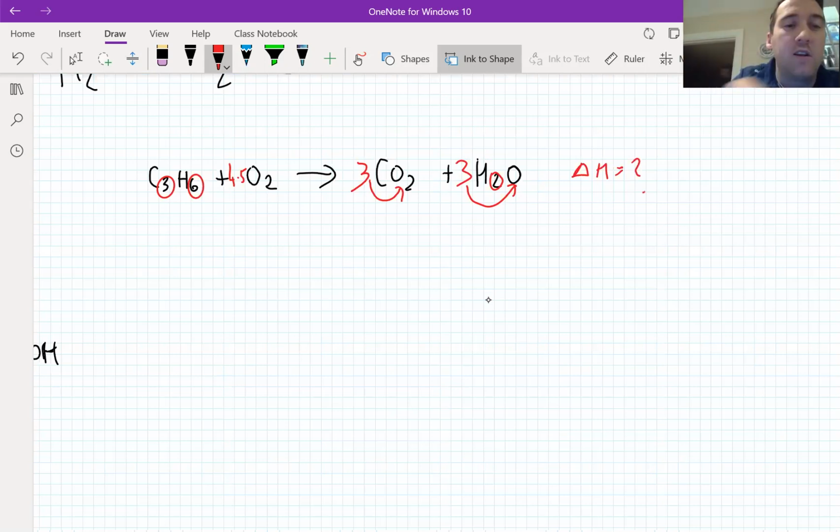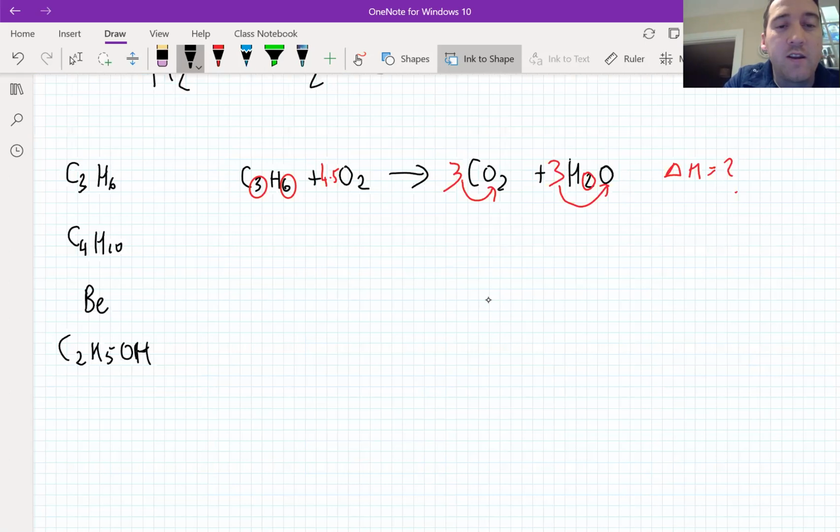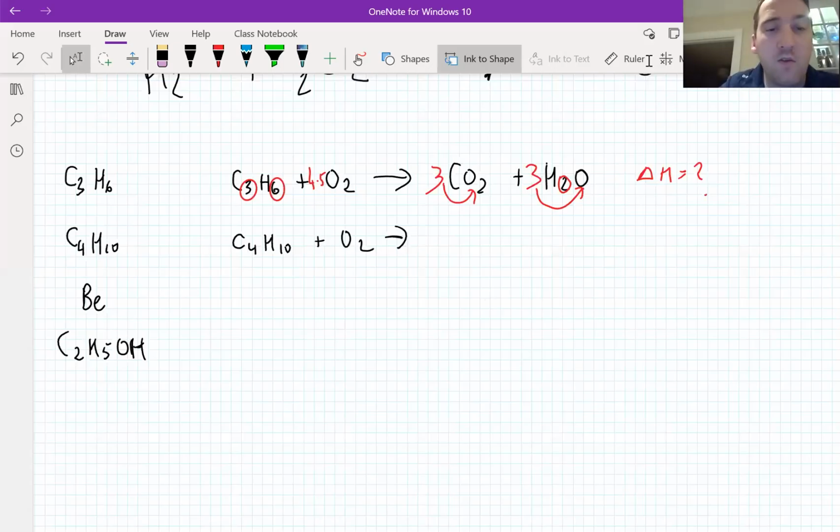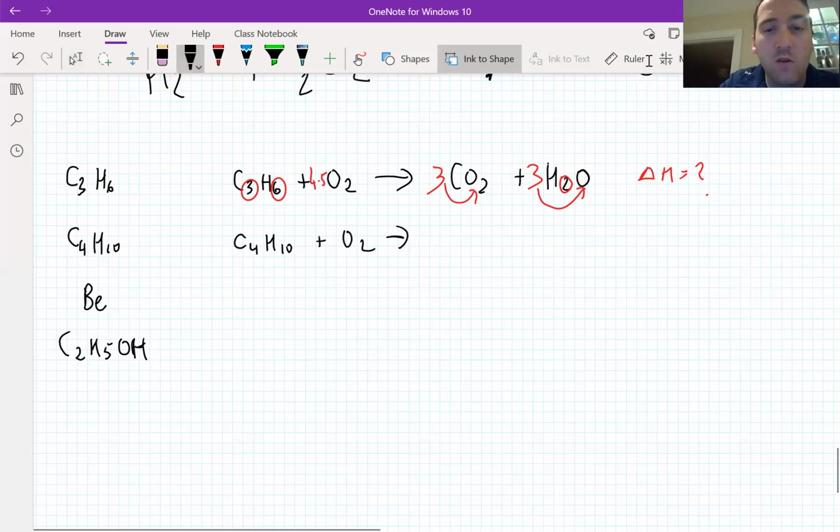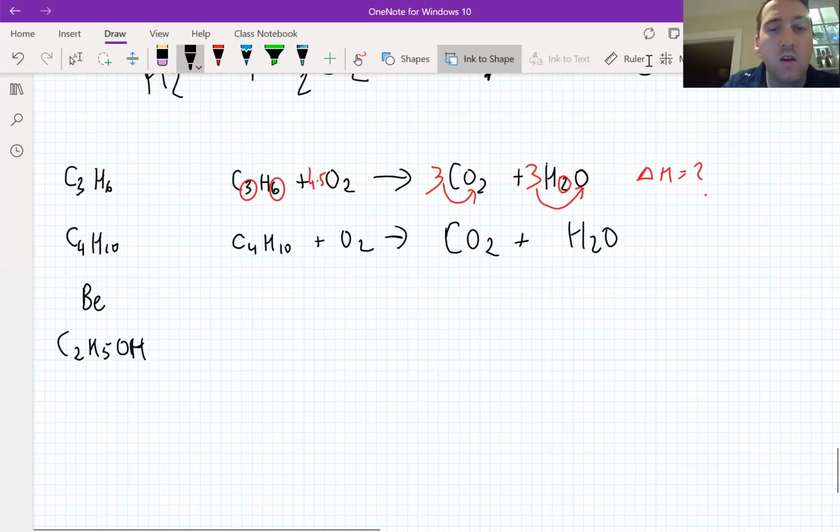All right, next one. C4H10 plus O2 gives you CO2 plus H2O. To balance that then, you're going to need 4 carbons here, 4 in front of the carbon here. You're going to need 5 in front of the hydrogen there, and you're going to need 6.5 in front of the O2. All right, so well done if you did that. Next one is a little bit trickier.